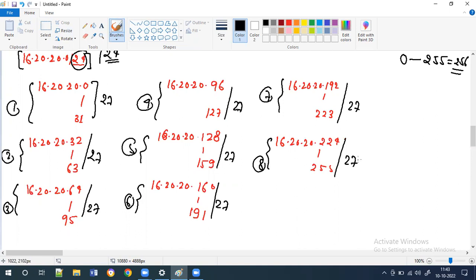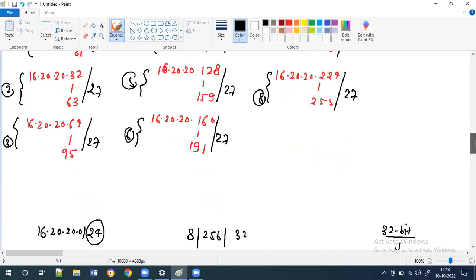Everywhere we need to write slash 27 because the difference is 32. A difference of 32 means 2 to the power 5. That 5 represents the number of bits in the host side. If 5 bits are in the host side, then 27 bits will be in the network side because total is 32.